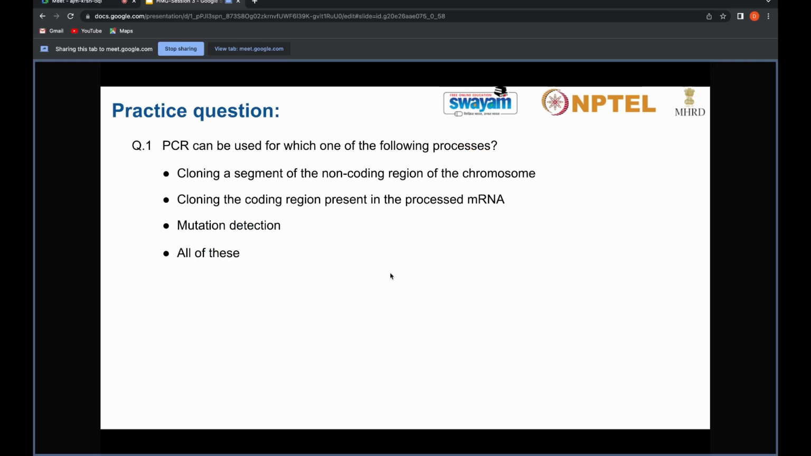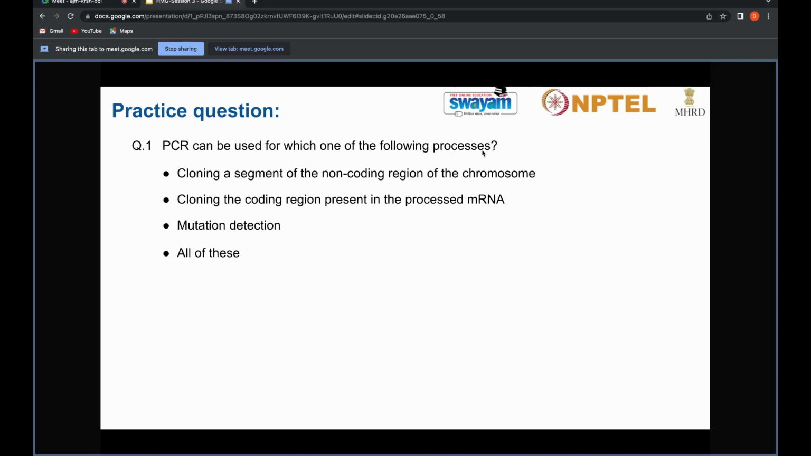Now let's practice a few questions. This was all about mutations and the first part of week 3. These MCQs are a little bit related to week 2 topics. The first MCQ is related to PCR. The question is, PCR can be used for which one of the following processes?